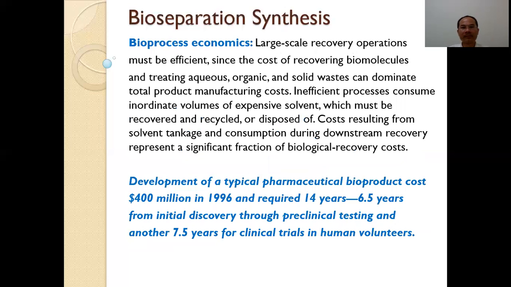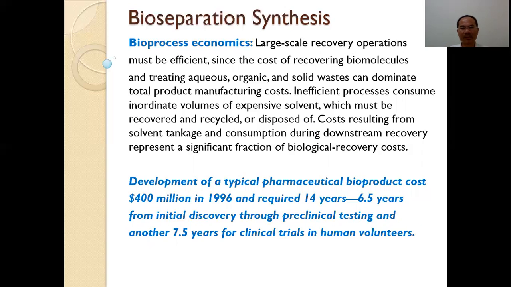Okay, the first topic, bioprocess economics. In bioprocess economics, large-scale operation must be efficient. When you produce a bioproduct, we have lots of steps. The first step is the reaction step, where you change the raw material into the product. The next step, after you get the product in a mixture, is to separate it. The economic cost depends on the downstream processing or separation process.